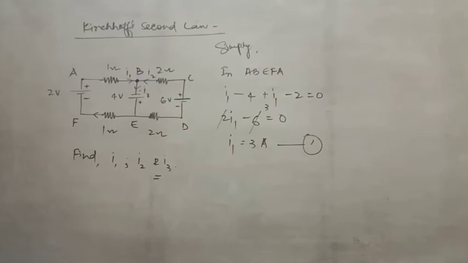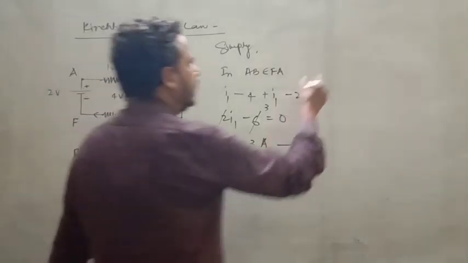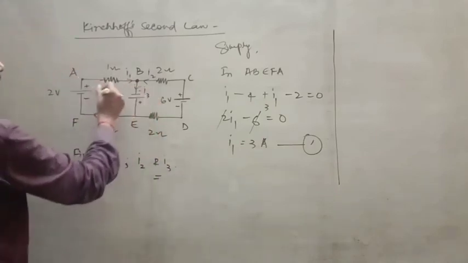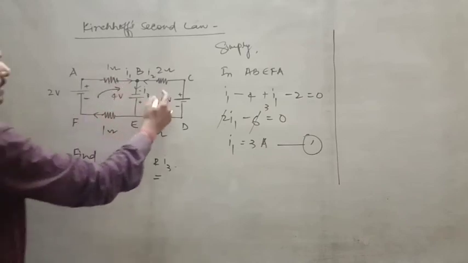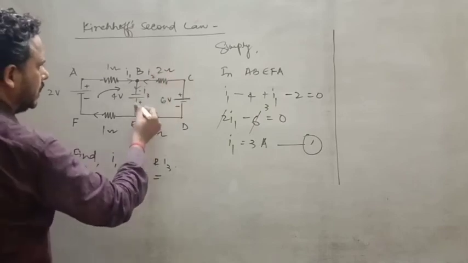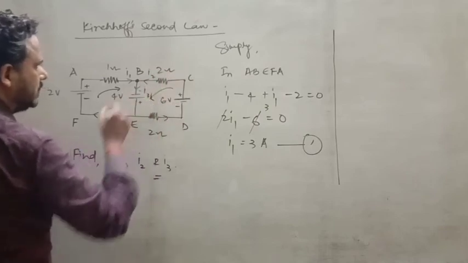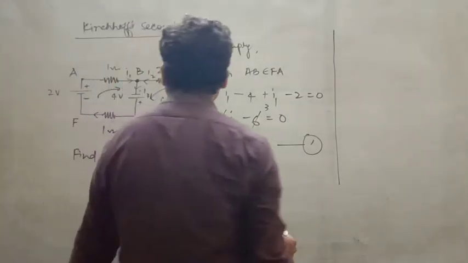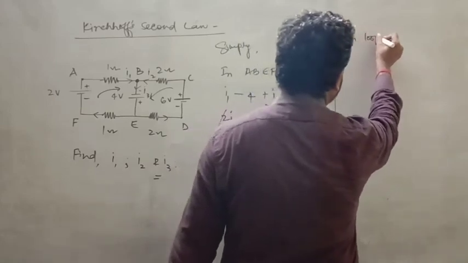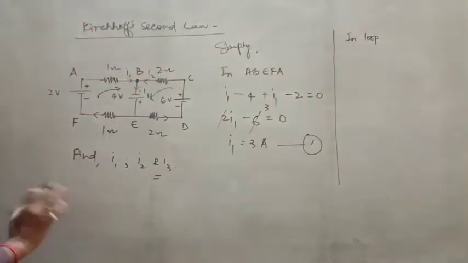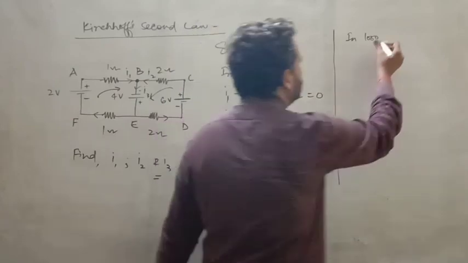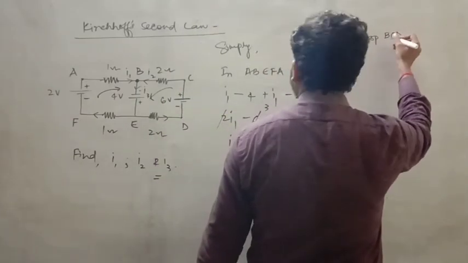Okay, again you have to take the second loop. So second loop is, you have taken this one in clockwise. You can take this one either clockwise or anti-clockwise, whatever. According to the direction of current, you just take this one in anti-clockwise direction. So now from here you just take in loop, in any direction. Your loop could be in any direction. So in loop B, C, D, E, B.